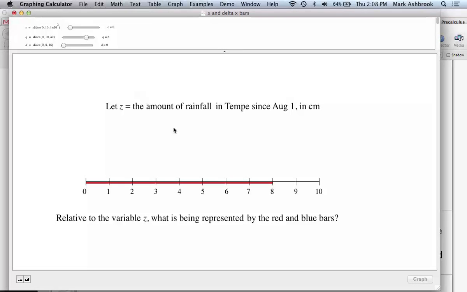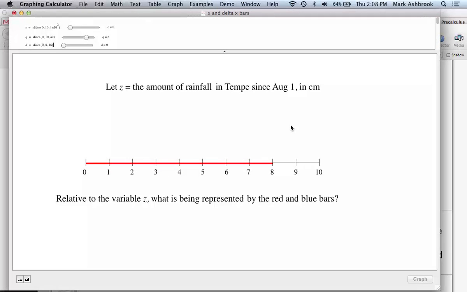Okay, so here's a little kind of like a number line. This red bar here is a representation of the variable, or the quantity, that we're calling Z. How is it a representation? What is this red bar showing about the quantity Z? Hopefully this is an easy question. Yes, sir. Since August 1st, it's rained 8 centimeters.